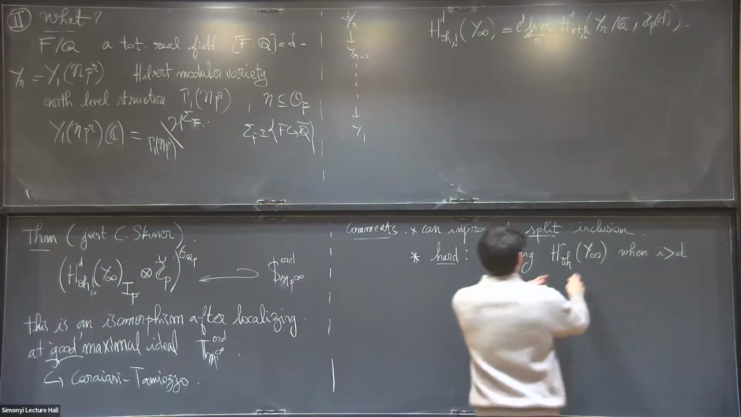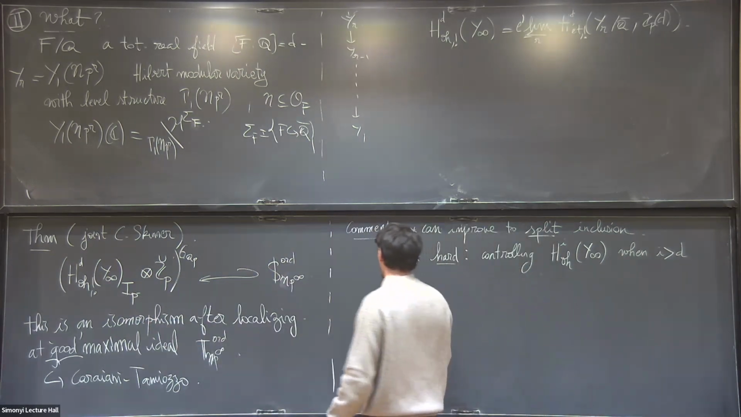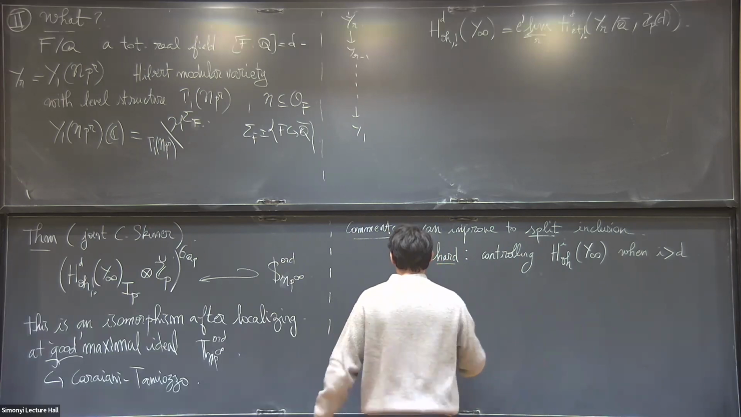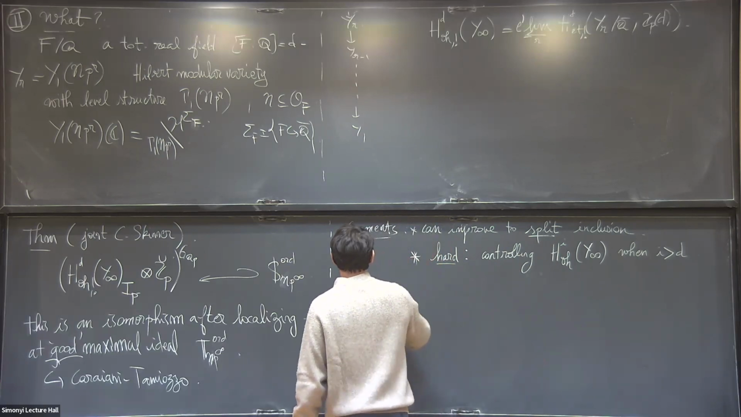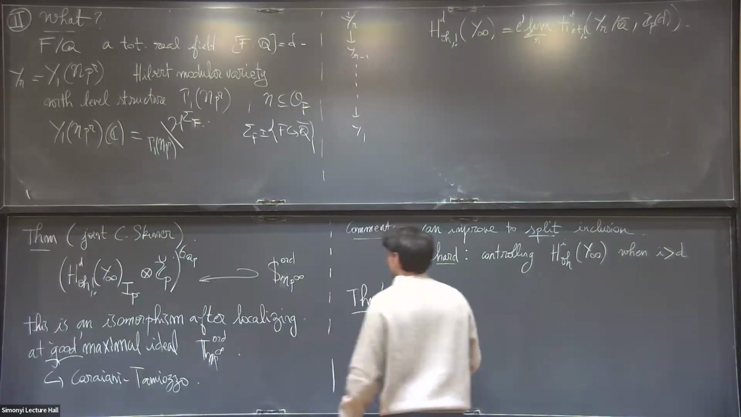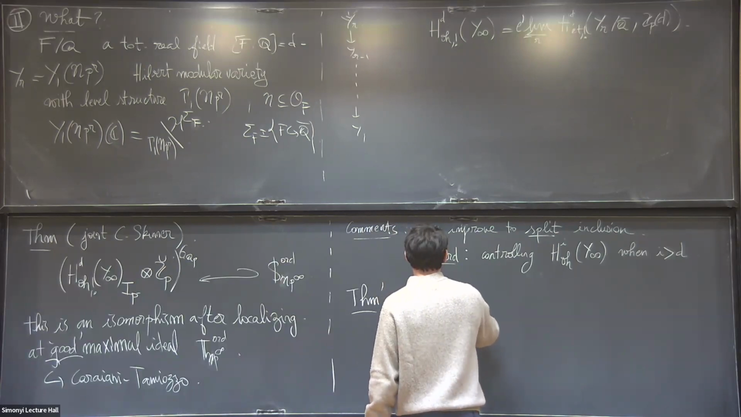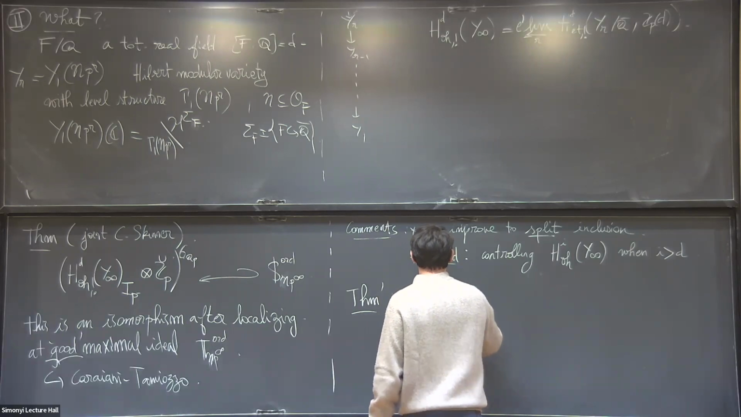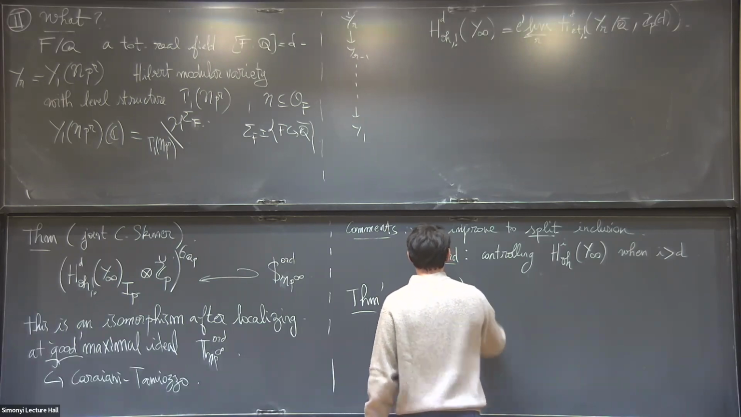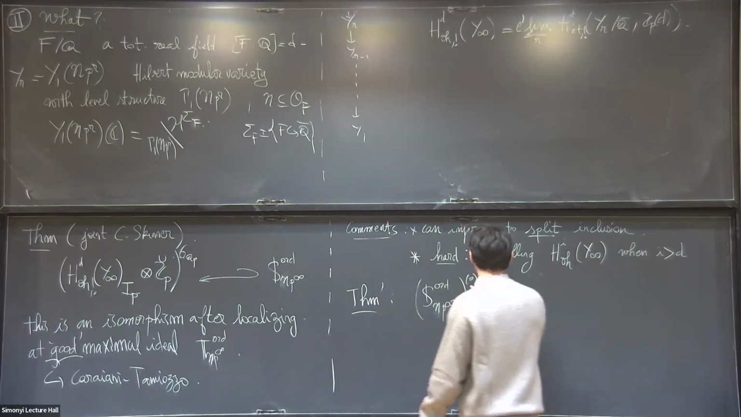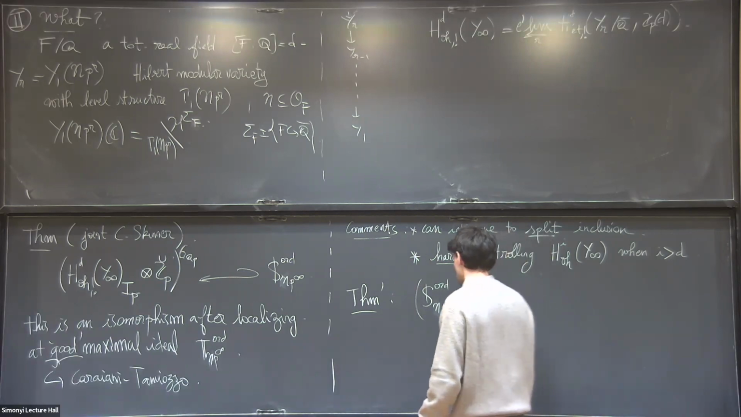But in the case of Hilbert surfaces, this is possible because the H1 is easily understandable. So Theorem prime, we get that S_ordinary of level n p to the infinity in trivial Nebentypus. So this means trivial Nebentypus.